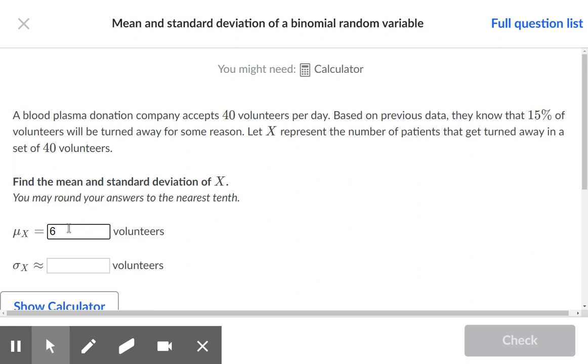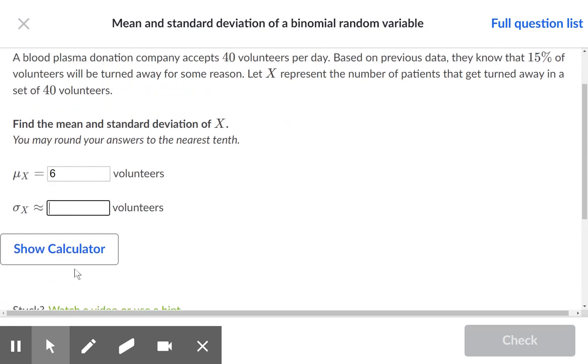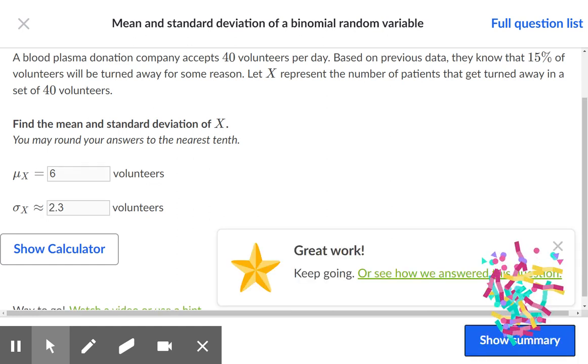So what is the standard deviation? What's the formula? Second square root, and I take the same thing: 40, which is the n, times 0.15, which is the p, times 1 minus 0.15, right? 1 minus p. And it seems like the standard deviation is 2.3, rounded to the nearest tenth, one decimal place.